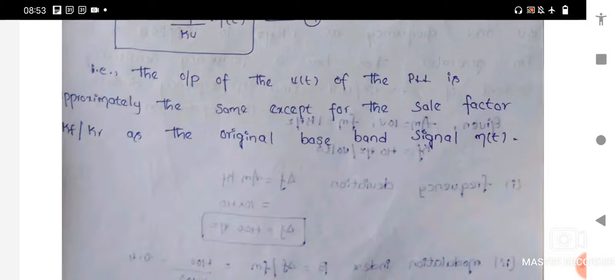So these are the two methods by which we will get the original message signal of the FM waves.